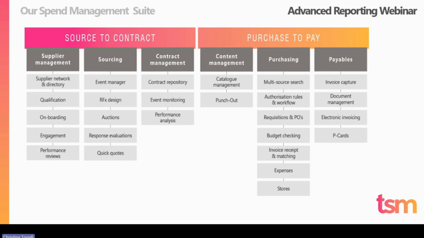Okay, so this is the Proactis suite of modules as it stands currently. You may have an element of purchasing, you may have source to contract, you may have a bit of both. The advanced reporting utility will sit over all of those elements. So as long as the data is being captured, you have the ability to extract that using the reporting utility. But as I mentioned, it's not just limited to Proactis. You can bring in additional databases to report over as well. So we have clients that are reporting over their finance system, including payment information, as well as ordering and invoice information from Proactis.